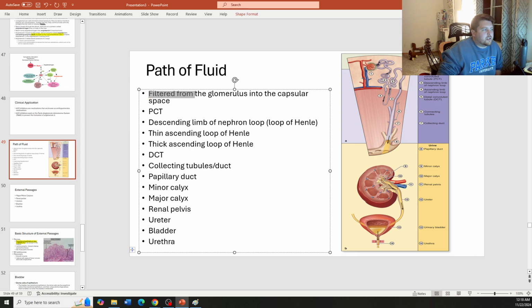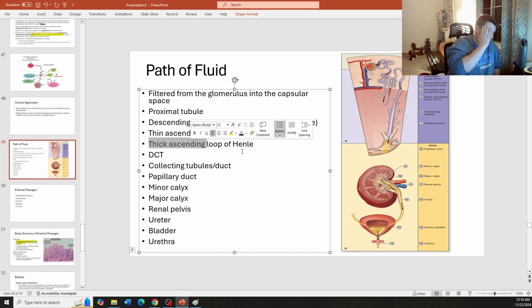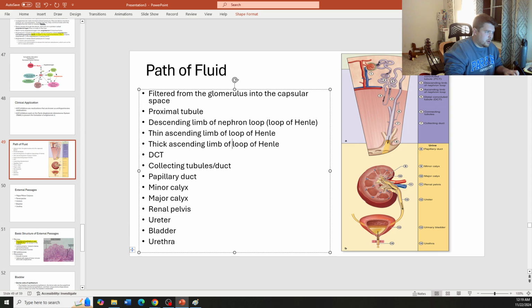So we filter the blood in the glomerulus, and it enters the capsular space. It then goes through the proximal tubule, then into the loop of Henle, the descending limb, then the thin, then the thick ascending limbs. Then we go through the distal convoluted tubule, through the collecting tubules or the ducts.